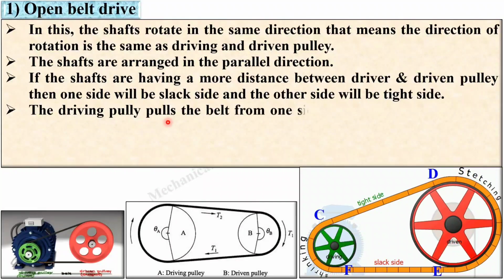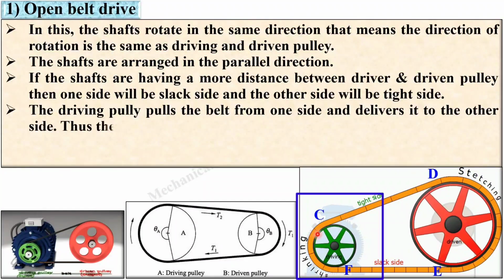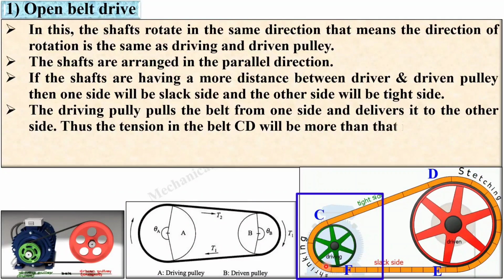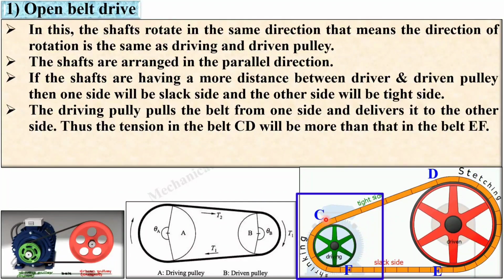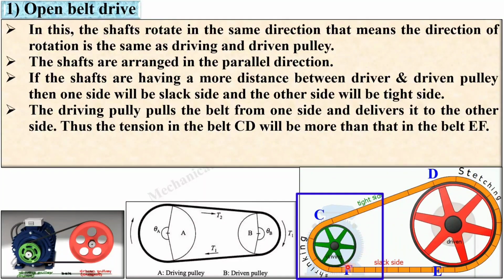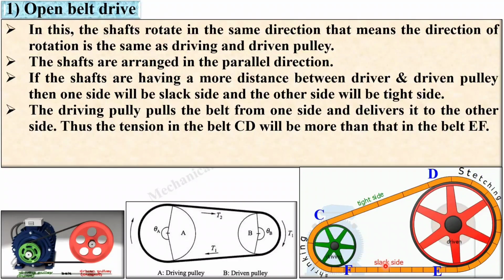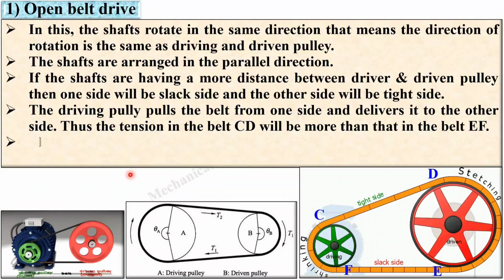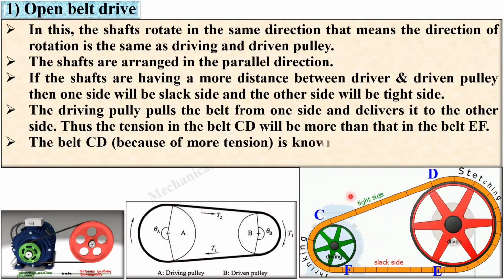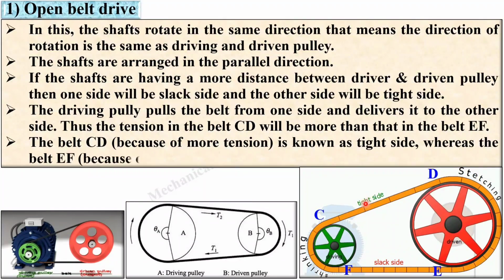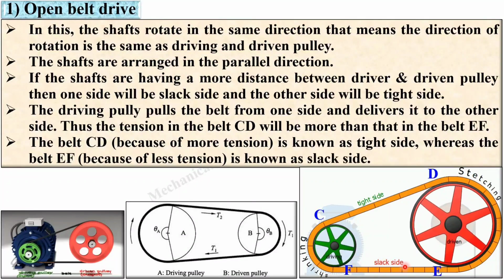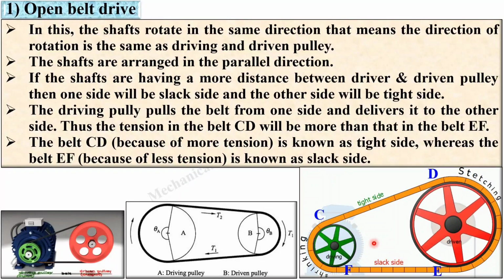Next, the driving pulley pulls the belt from one side, here you can see, and delivers it to the other side. Thus, the tension in the belt CD will be more than the belt in the EF portion. And that's why it is called the tight side tension and the slack side tension. So tight side tension is always higher than slack side tension. The belt CD, because of more tension, is known as tight side, whereas the belt EF, because of less tension compared to this one, is known as slack side.